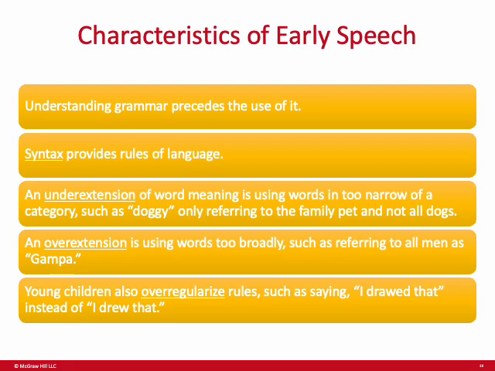Characteristics of early speech. Understanding grammar precedes the use of it, so application cannot happen until knowledge is acquired. Syntax provides rules of language and gives us information about the order of words. An underextension of word meaning is using words in too narrow of a category, such as doggy only referring to the family pet and not all dogs. An overextension is using words too broadly, such as referring to all men as Gampa. Young children also over-regularize rules, such as saying, I drawed that, instead of I drew that.